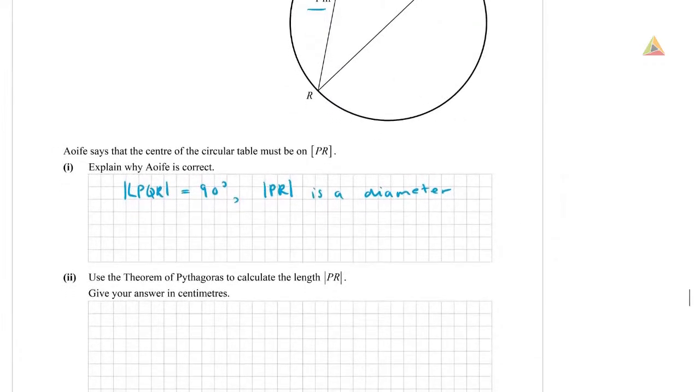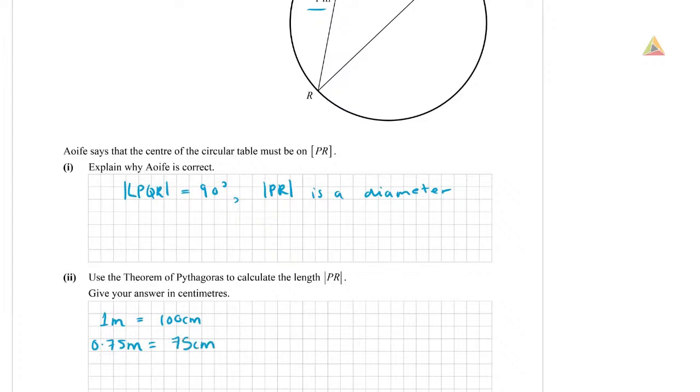Okay, on to the second part. Use the theorem of Pythagoras to calculate the length of PR. Give your answer in centimetres. Now, we were given it in metres, so we need to convert it to centimetres. So, first of all, 1 metre we need to convert to centimetres, and 0.75 metres we need to convert to centimetres. Okay, so there are 100 centimetres in a metre, so that's 100 centimetres. And then 0.75 metres is 75 centimetres.